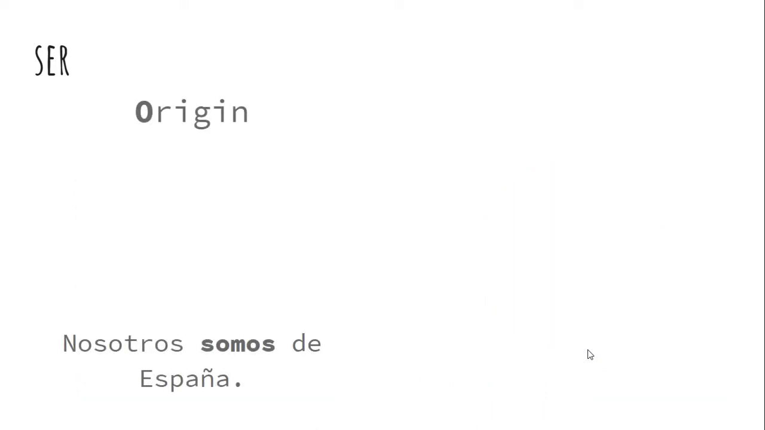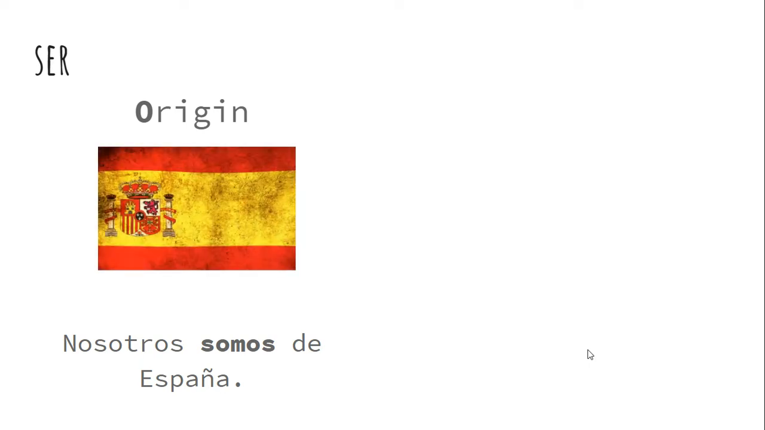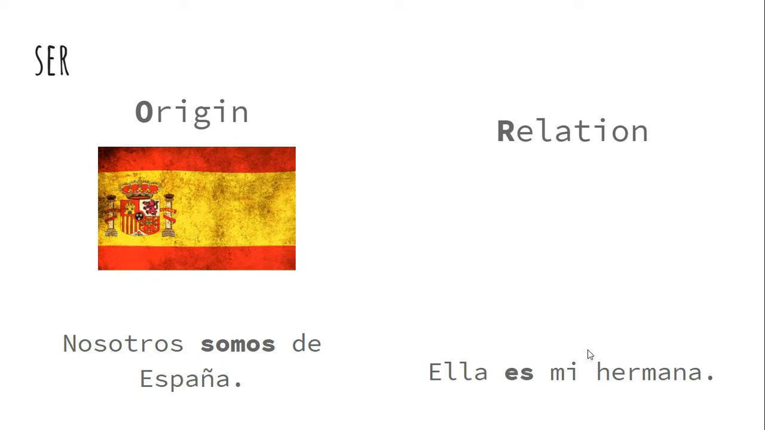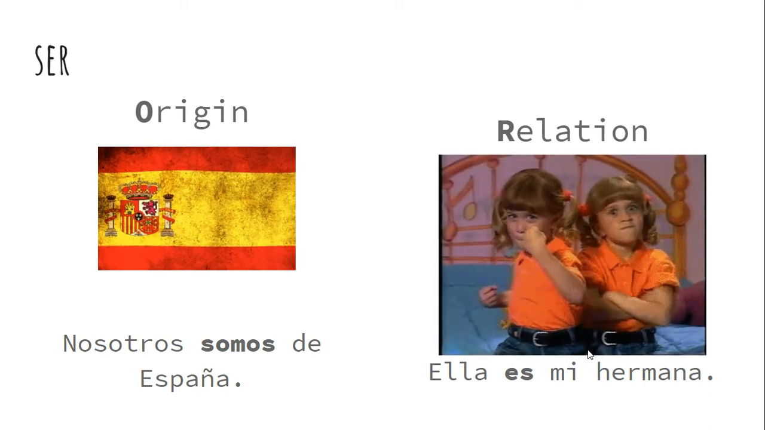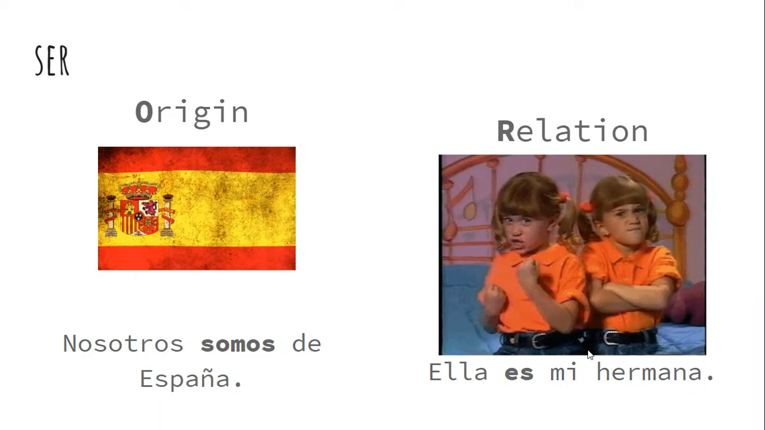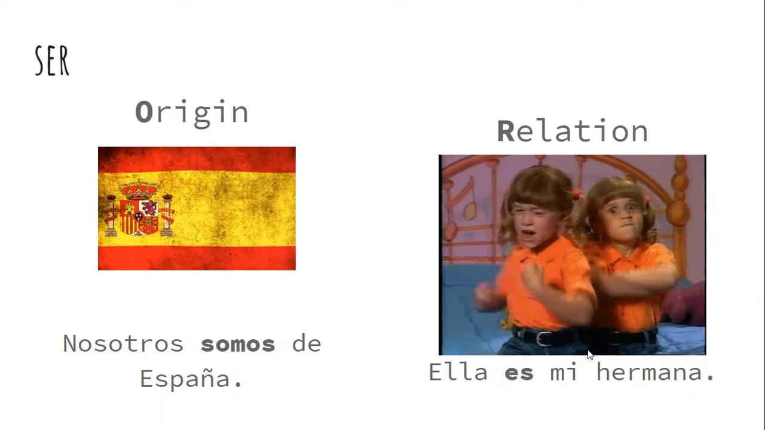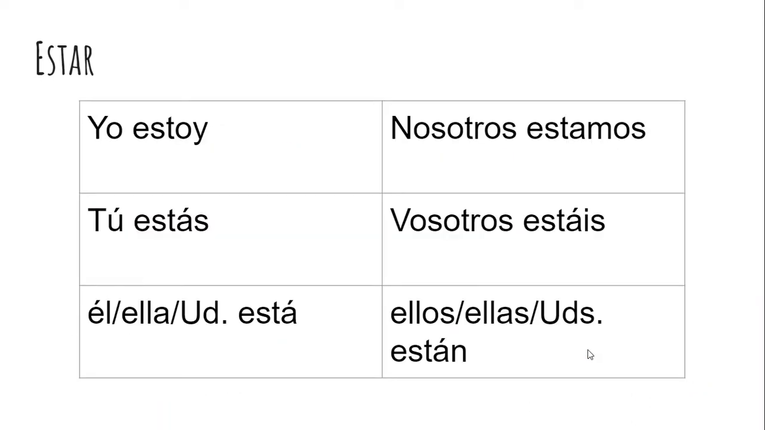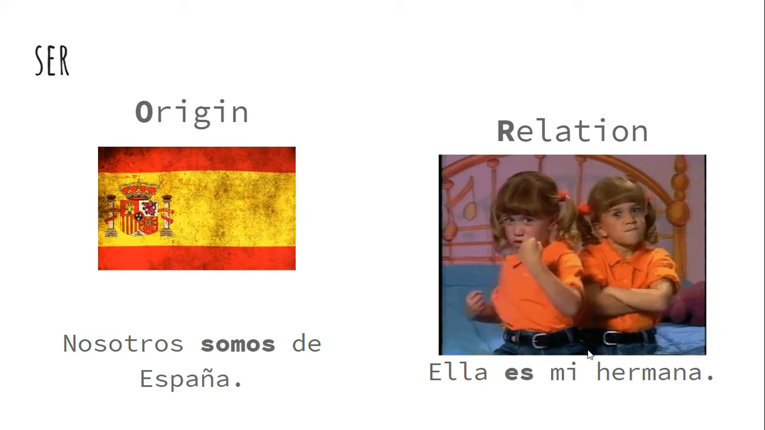The O stands for origin. Where are you from? ¿De dónde eres? Nosotros somos de España. Okay, we are from Spain. The R stands for relation. Ella es mi hermana. She is my sister. So a relation between you and someone else, between two other people, between us and them. And each of those letters spells out doctor.